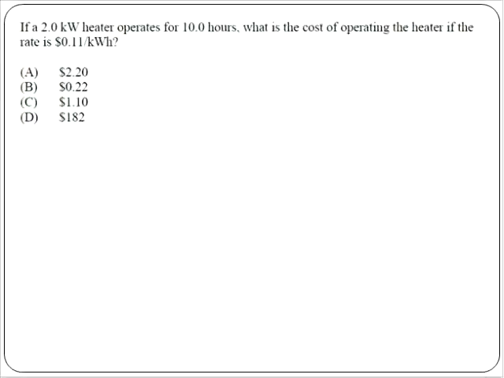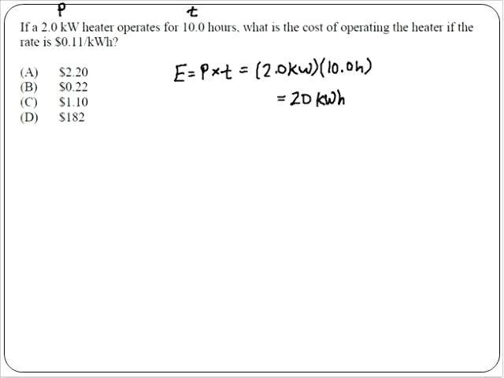This time we got cost. So we've got a 2.0 kilowatt heater, so it gives us the power. It gives us the time, 10 hours. So now I can say energy equals power times time. So in other words, 2.0 kilowatts multiplied by 10.0 hours, that's going to give me 20 kilowatt hours, which is great because that's the unit I want. I don't have to do any conversions at all. It's already in kilowatts and hours. So kilowatt hours it is.